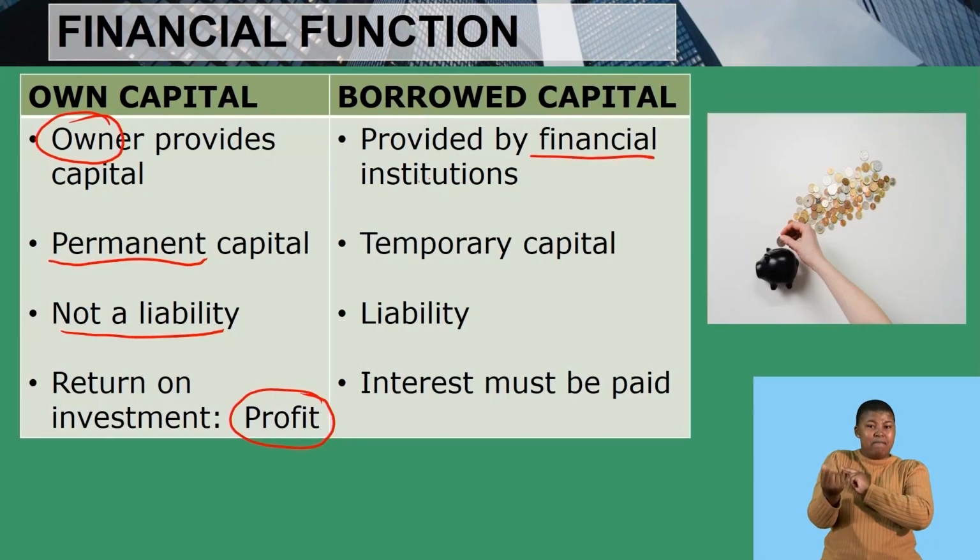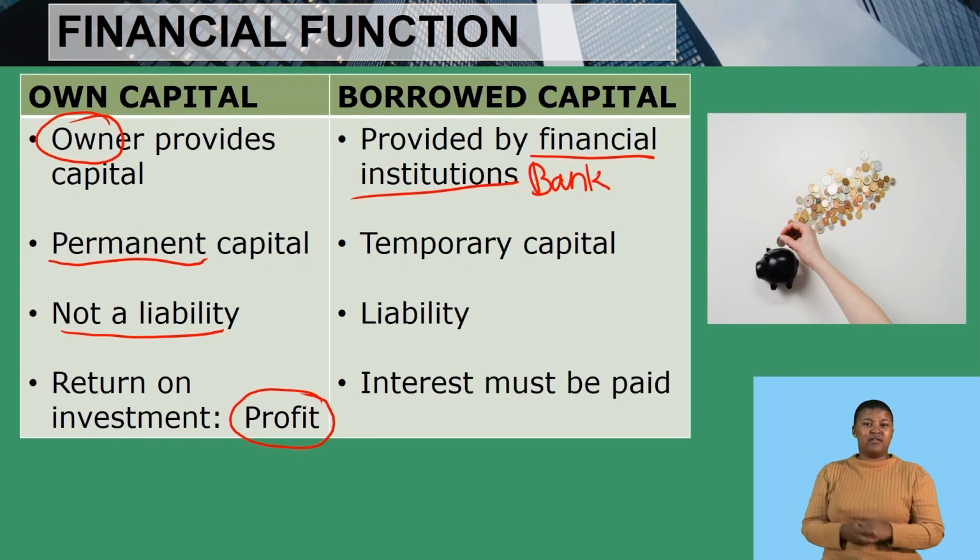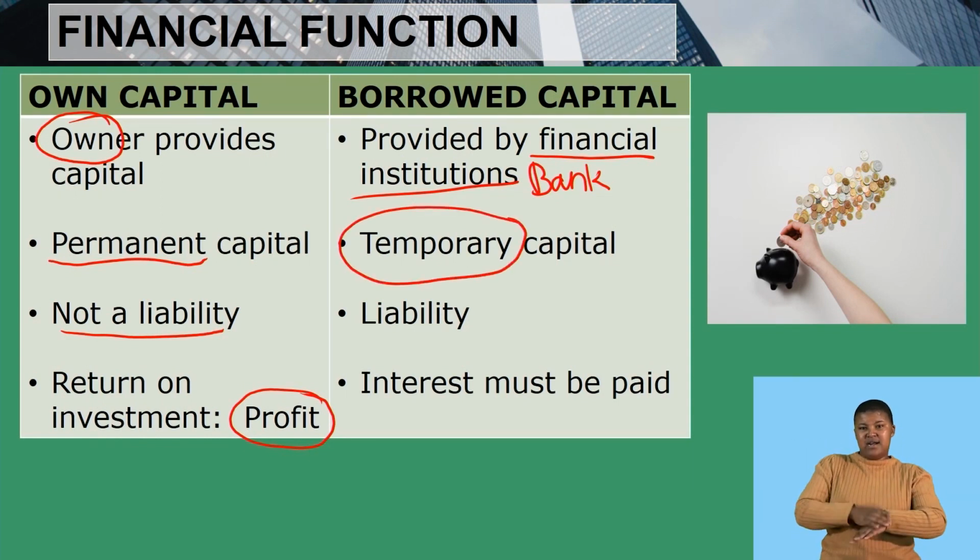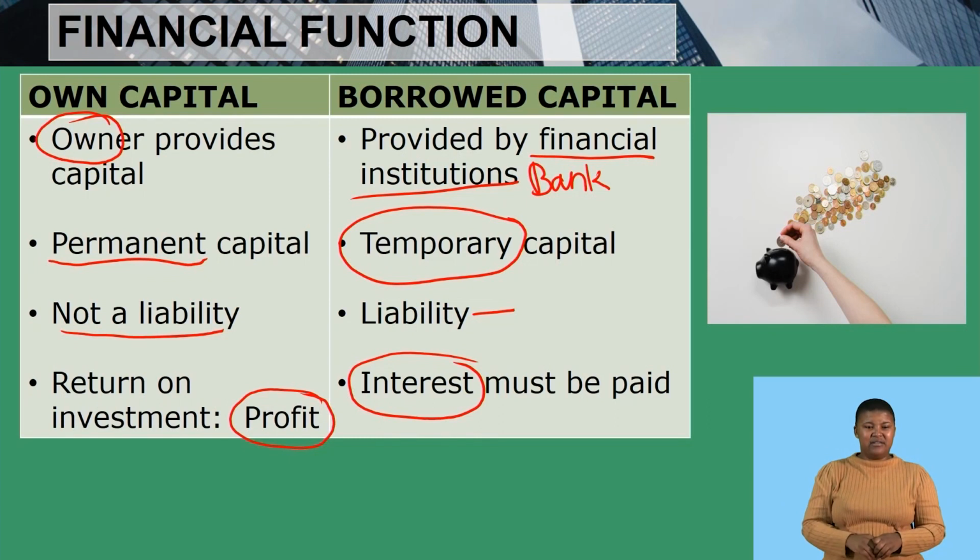When we look at borrowed capital, this is usually money provided by a financial institution. So think about a bank, when we make a loan from a bank. We say that this is temporary capital because this money needs to be paid back. And usually we pay it back in a certain period of time, maybe a year or 2 years. We see this as a liability because we also have to pay interest on the money we borrowed from the bank.